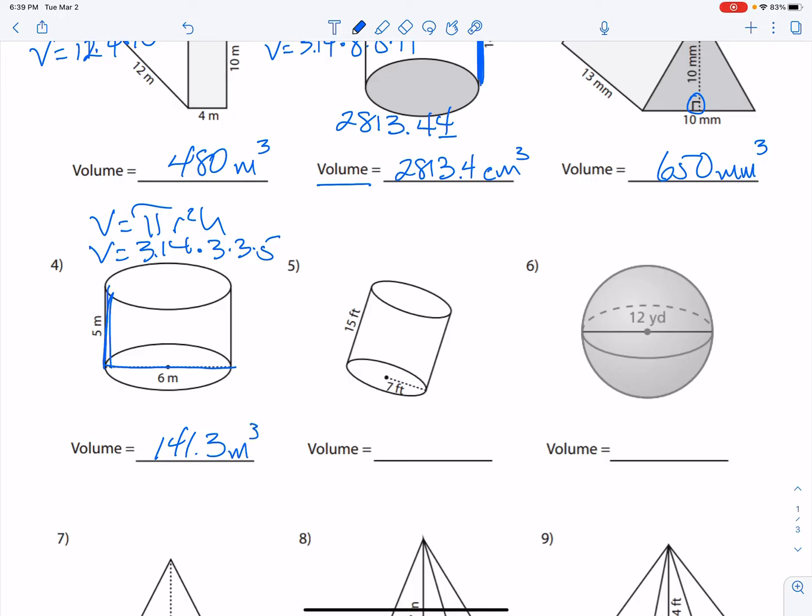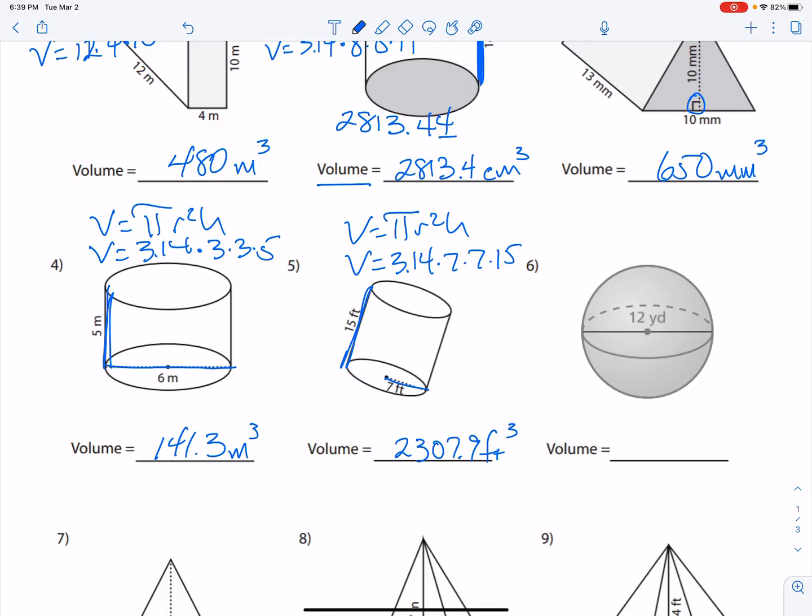Number 5, we're doing the same thing. Volume is equal to pi r squared h. Volume is equal to 3.14 times. Now this time I did give you the radius. So 7 times 7 times, and the distance between the bases is 15. We type that into the calculator, and we end up with 2,307.9 feet cubed.